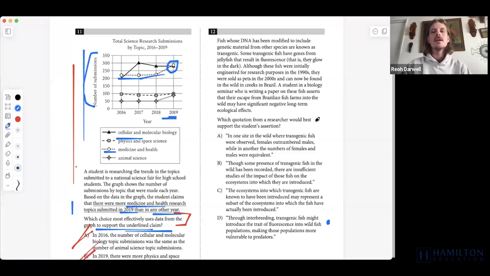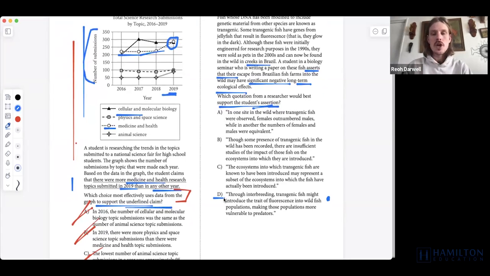Question 12, we have a command of evidence textual question. All right, so we need to come up with a quote that supports the student's assertion. So what is the student's assertion? Right, so the student asserts that the escape of these glowing transgenic fish have significant negative long-term ecological effects. All right, so our answer choice needs to show that these transgenic fish are having an impact in the negative way on creeks in Brazil.